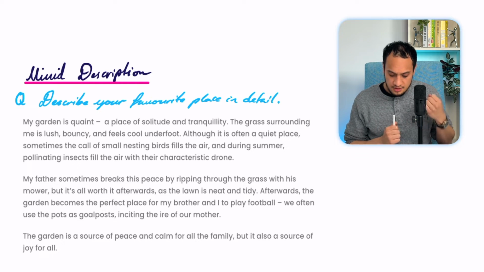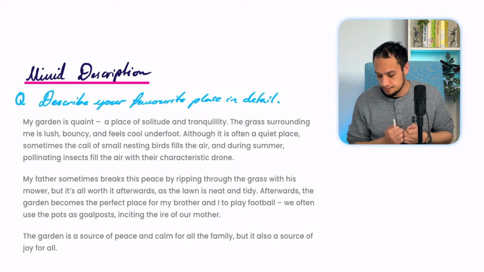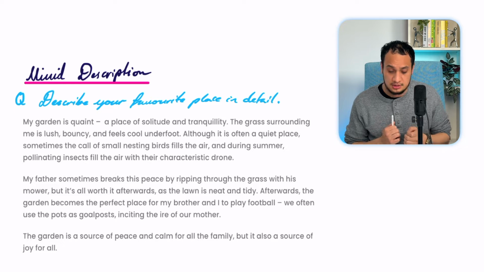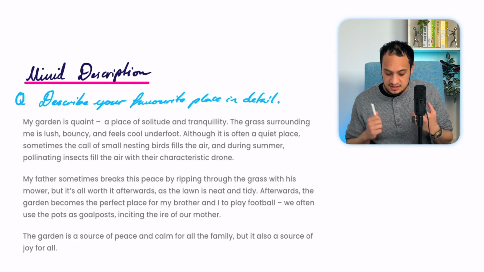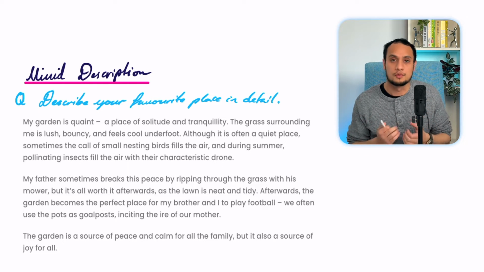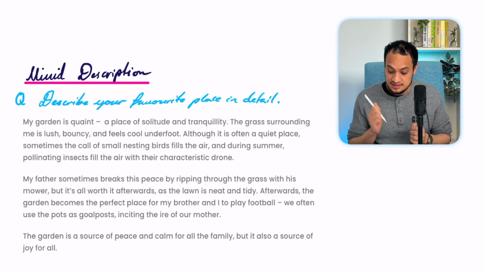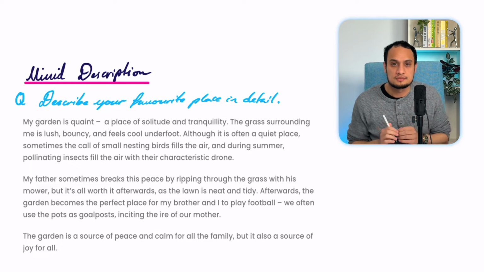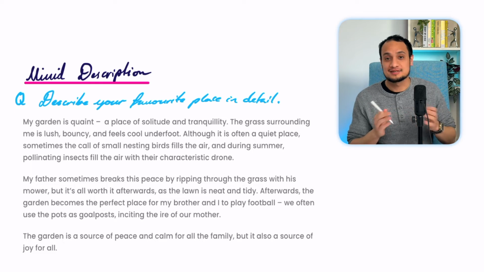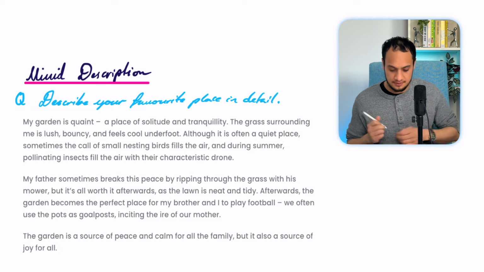Afterwards, the garden becomes a perfect place for my brother and I to play football. We often use the pots as goalposts, inciting the ire of our mother. The garden is a source of peace and calm for all the family, but it is also a source of joy for all. So that was just a little example that I wrote out. Let's look at what makes this such a good answer.